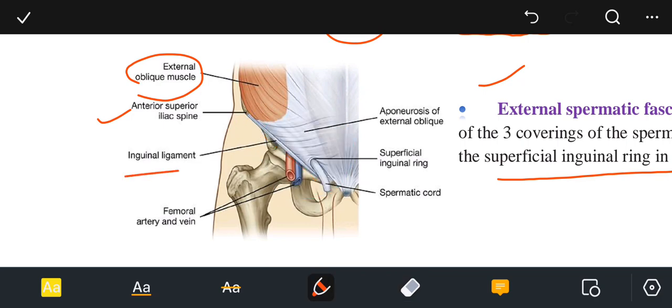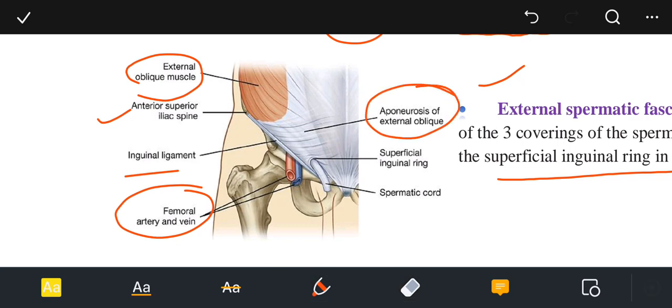Then we have the femoral artery and vein, and the spermatic cord is present over here. The superficial inguinal ring is the area from which the external spermatic fascia is leaving the inguinal canal. This opening is the superficial inguinal ring, and then we have the aponeurosis of the external oblique muscle which is forming all of these structures. The inguinal ligament, the lacunar ligament, and the superficial inguinal ring are basically thickenings and openings in the external oblique muscle aponeurosis.